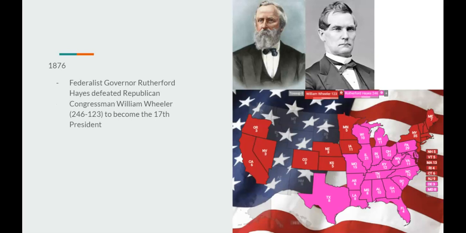We now go on to the 1876 election. Federalist Governor Rutherford B. Hayes would defeat Republican Congressman William Wheeler, 246 to 123, to become the 17th president. Rutherford Hayes pretty much being a compromise candidate between the leftist Federalists as well as the more right-winged Federalists who are leaning towards radical Republican but aren't really. I said that wrong, it's the other way around, but whatever.